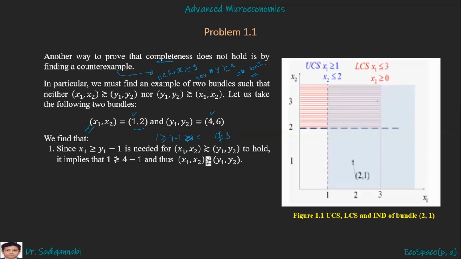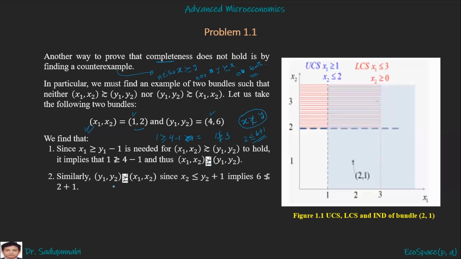So we can say that x is not weakly preferred to y. However, for the second component, it is said that 2 should be less than or equal to 6 plus 1. So it is all right, but for the first component, we can say that this is true.